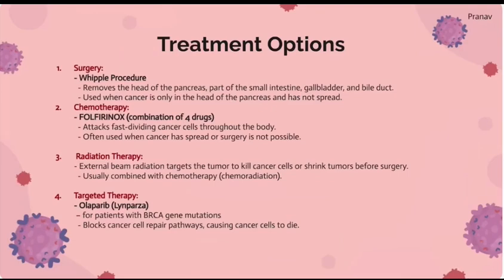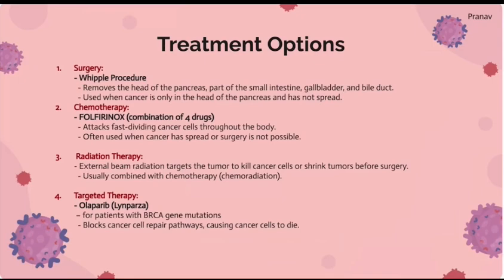Now we have our treatment options. Our first option is surgery, known as a Whipple procedure. It removes the head of the pancreas, part of the small intestine, gallbladder, and bile duct, and it's used when cancer is only in the head of the pancreas and has not spread. Our second option is chemotherapy, which attacks fast-dividing cancer cells throughout the body, and it's usually used when surgery is not possible or when cancer has spread.